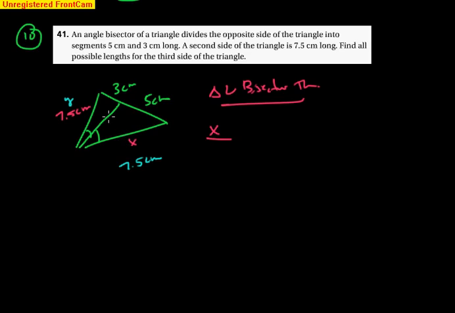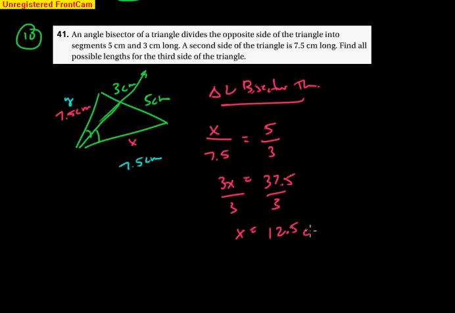Okay. So if I start with x, the red, x over... Now I'm going to jump across the angle bisector. This is my angle bisector. So I'm going to jump across. x is the side of the angle, so 7.5 is the side of the angle. Come back across the angle bisector. Go down that third side. 5/3. Cross multiply. 3x equals 37.5. Divide by 3. And we get x equals 12.5. And that's centimeters. So that's our first length, 12.5 centimeters.